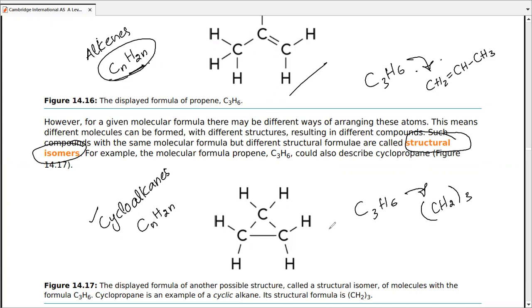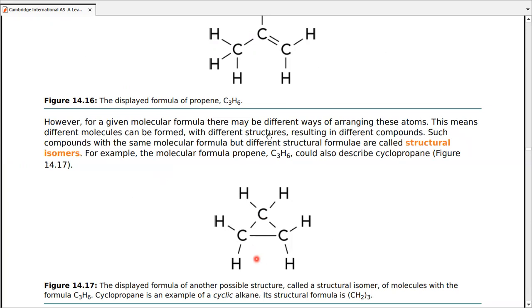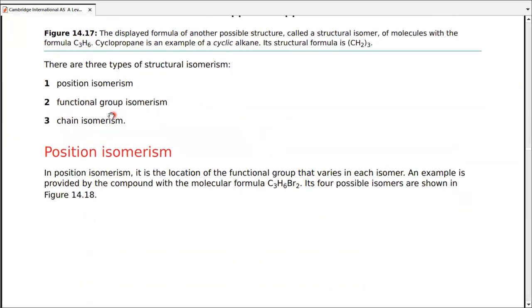This is what this connects to from the previous chapters. All right. So let's keep moving on, since this is a simple example and they actually discuss the three subtypes: position, functional group, and chain. They're very simple. Position isomerism is the one in which the functional group is the same, but its position over the chain is different. For example, we can talk about this.